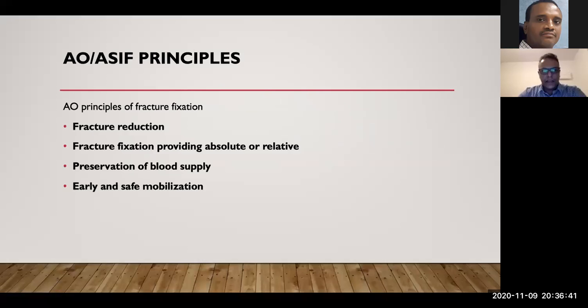Assalamu alaikum wa rahmatullah. Today we are going to talk about the principles of fracture fixation developed by AO.